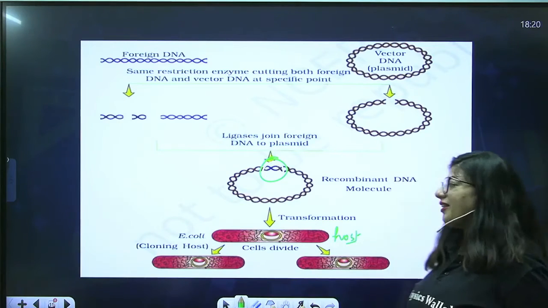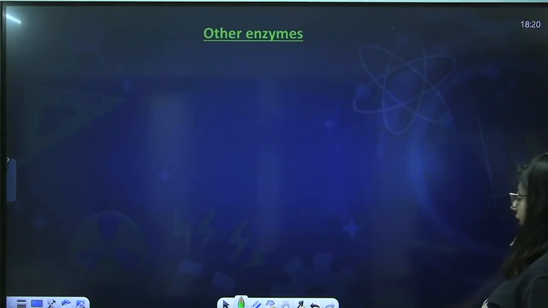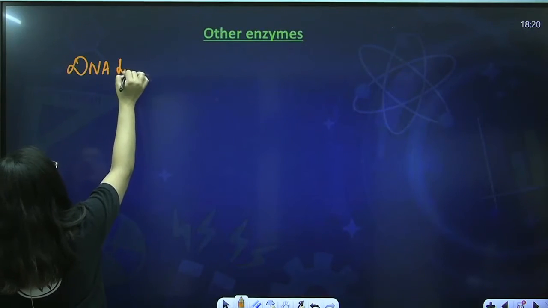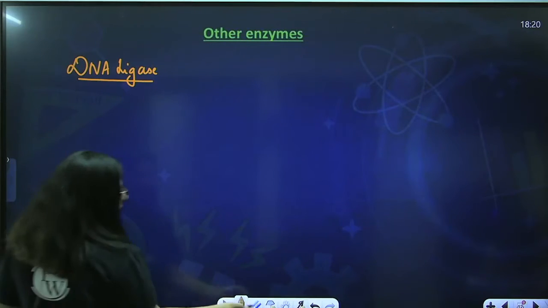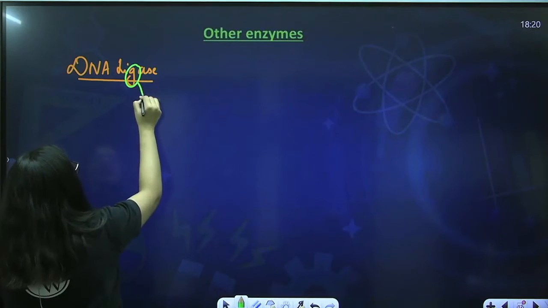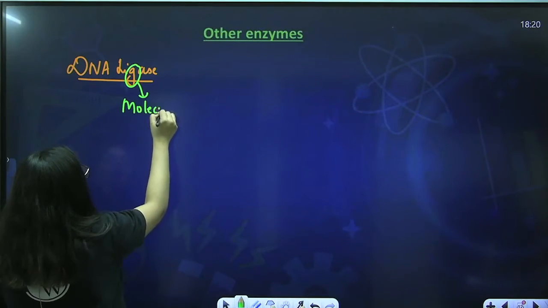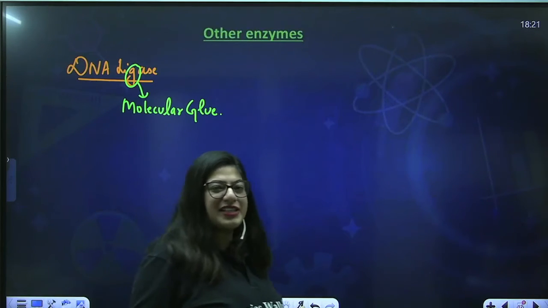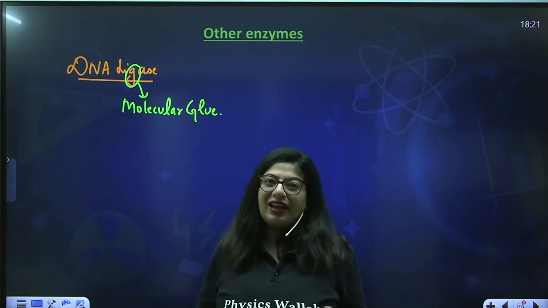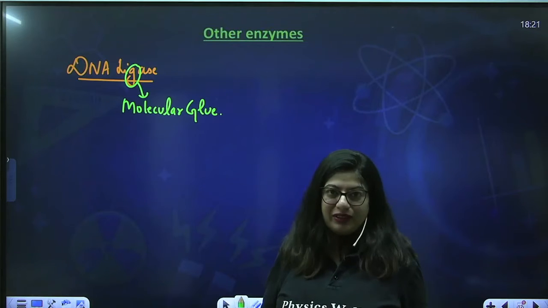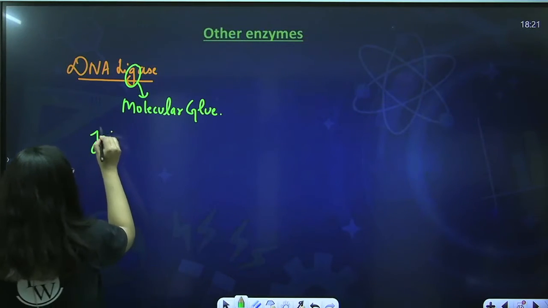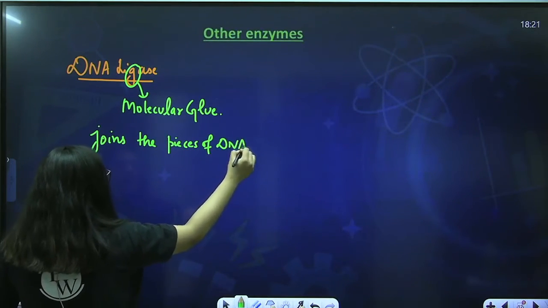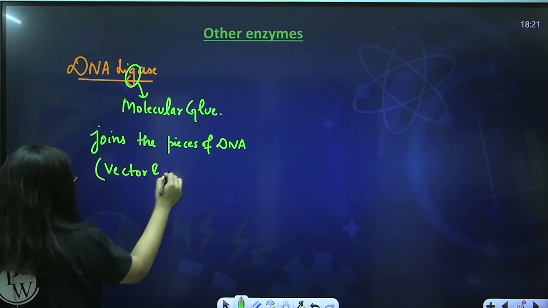Now comes the role of the second enzyme, which is DNA ligase. Let's talk about other enzymes also. The next enzyme that we have is DNA ligase. The G in ligase tells about itself. That means they are molecular glue. So what does glue do? Scissors were restriction endonucleases and glues are ligases. Glue sticks two things together. So what are they doing? They join the pieces of DNA. Or better, I would say they will join vector and foreign DNA.